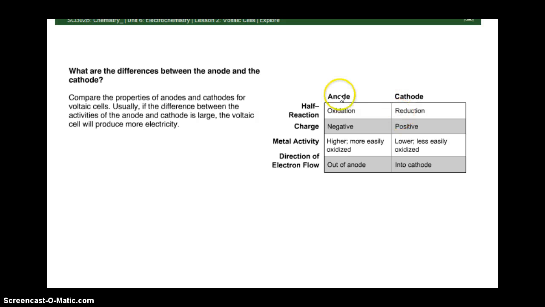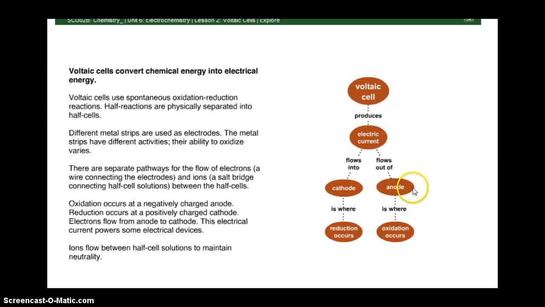Cathode, reduction. Anode, negative. The charge is negative. Cathode, positive. Metal activity, higher, more easily oxidized. For a cathode, it's a lower activity, less easily oxidized. Direction flow out of the anode, cathodes into the cathode. Another way to remember that, electrons are negative, so they have to start at the negative end. So put that in your notes, and we will, actually I'll make a video of the last minute.